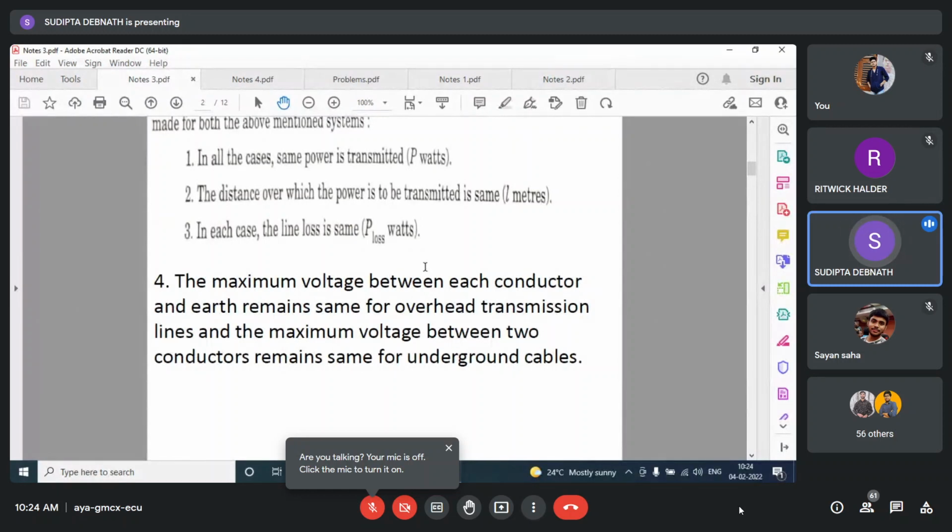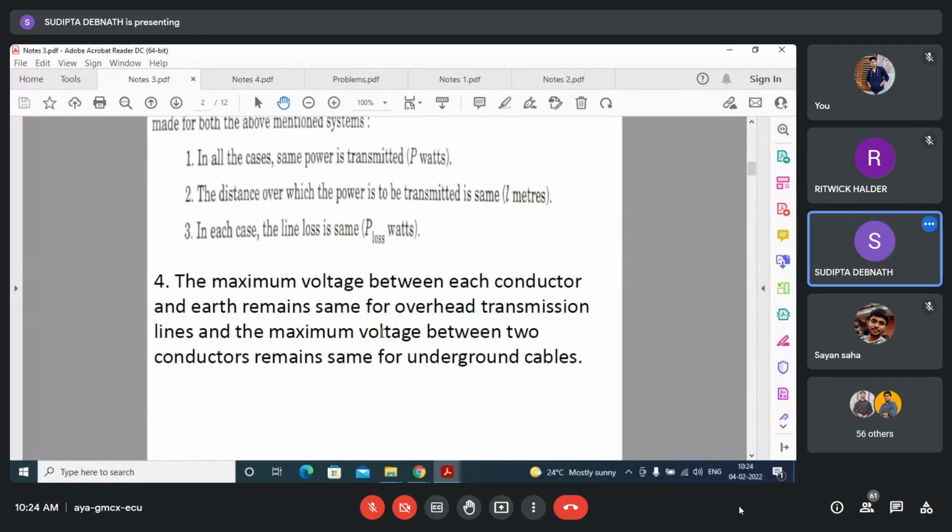Now, another important thing is the voltage. You have seen that for high voltage transmission, the amount of conductor material requirement will be less. So the voltage should be kept constant. So 4 things will be kept constant. That means we will express the volume of conductor material in terms of these 4 quantities: P, L, P loss and V. Now for V, there are 2 rules. We will be studying overhead lines today, and underground cables in the next class. But the consideration of voltage will be different for these 2.